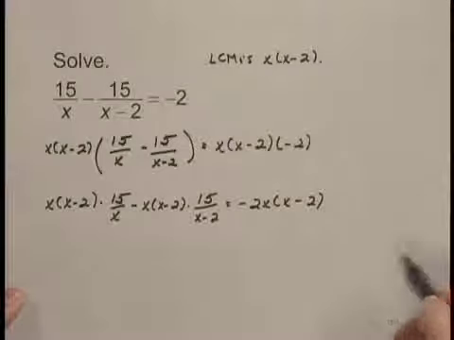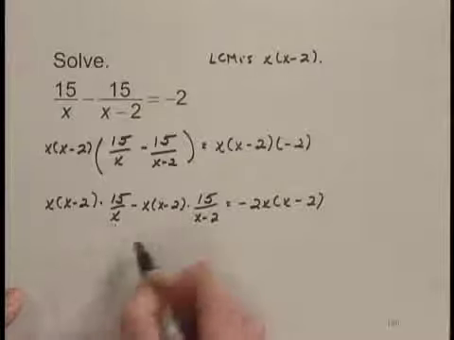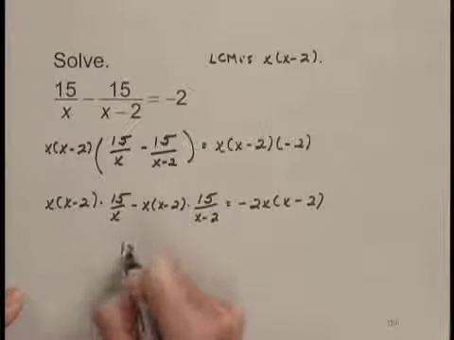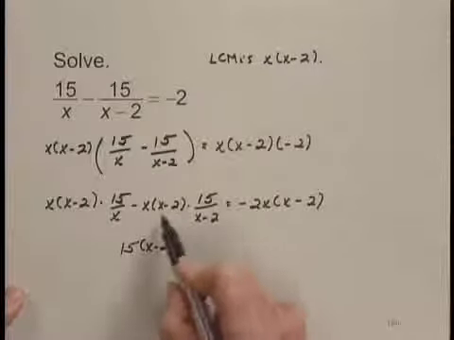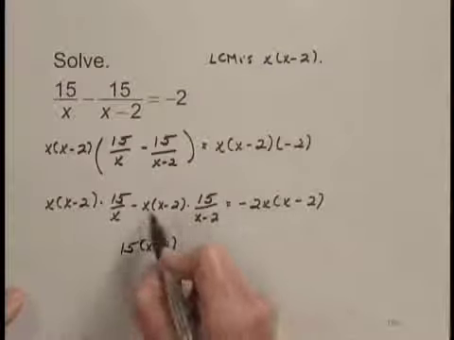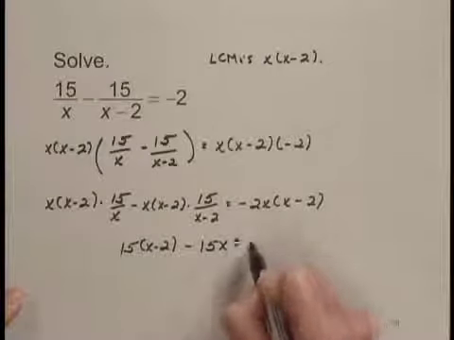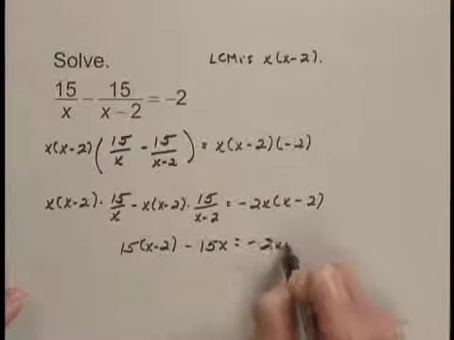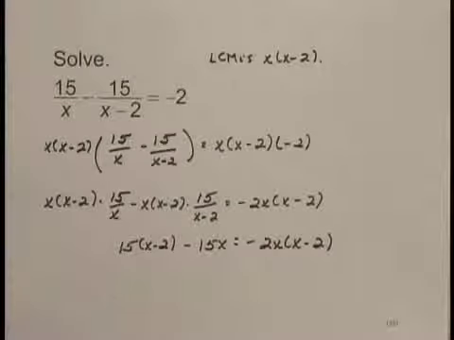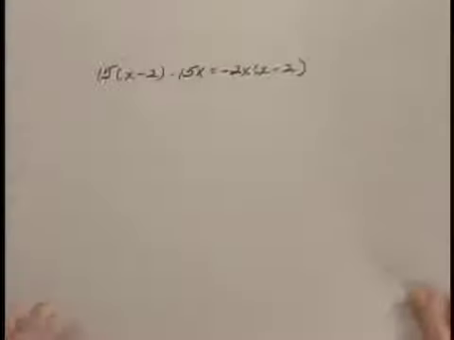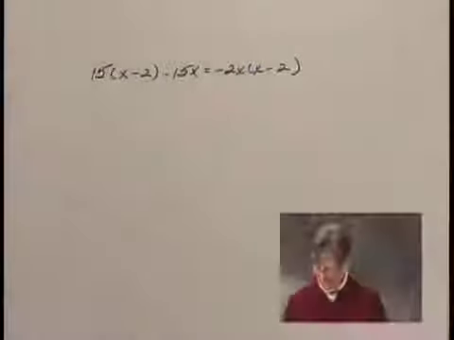Now when I do this first multiplication, the x's cancel, so I'd have 15 times x minus 2 left. When I do this one, I can think of canceling the x minus 2, so I'm going to have minus 15x, and that's equal to minus 2x times x minus 2. Now let's continue on a new page so we have a little more space to work. This is the last step that we had on the previous page.